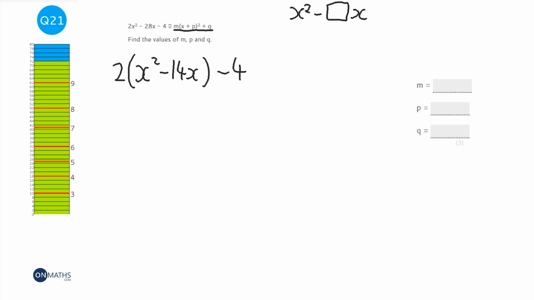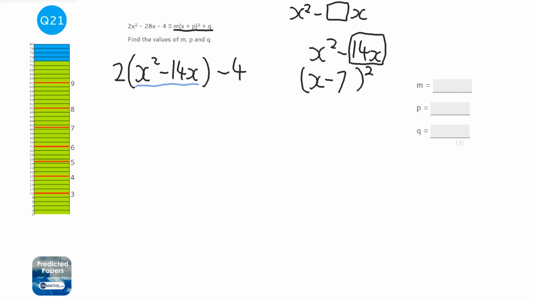You could also factorize out the 4 as well, but I'm just going to leave that alone because I'll deal with that later. Now that we've got what we need to be able to complete the square, which is x squared minus something x, we are going to complete the square. I'm going to do this over here to show you a little bit easier. You need to put x minus half of the bit here, so it's going to be x minus 7 squared. If you expand that, using FOIL, that would be x squared minus 7x plus 49.